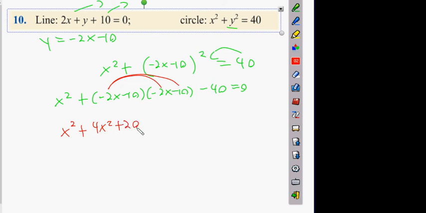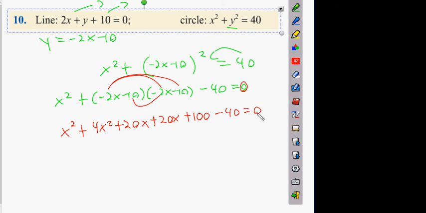Is that equal to 40 or equal to 0? Minus 40 over here, so we set it to 0. Minus 10 by minus 2 is plus 20. Minus 10 by minus 10 is 100. Minus 40 equals 0.